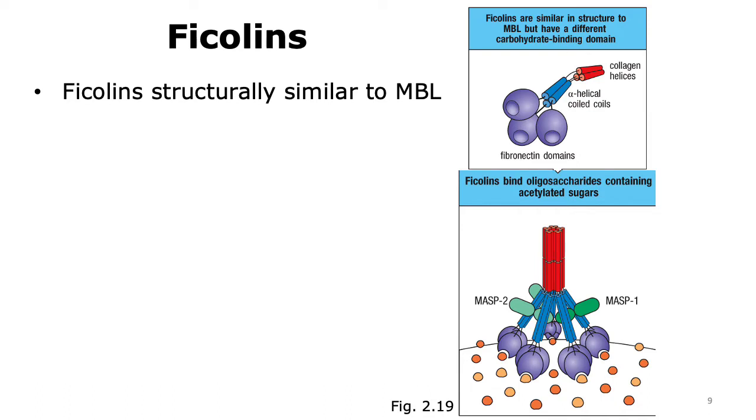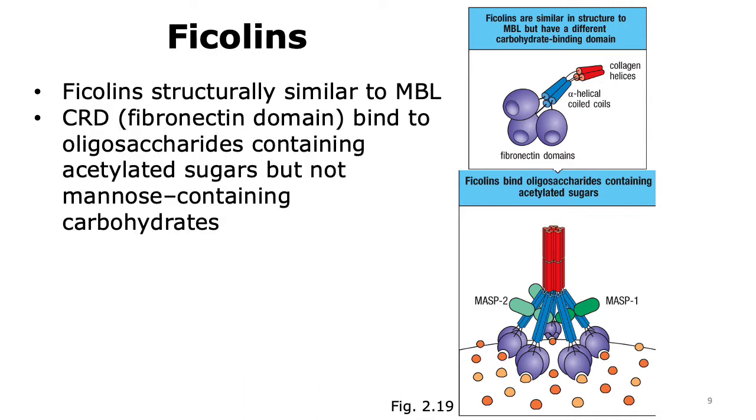Ficolins are proteins that are also able to activate the lectin pathway. When we look at the structure of ficolin, it is very similar to that of the mannose-binding lectin. Now, ficolins have a carbohydrate recognition domain that is able to bind to oligosaccharides that contain acetylated sugars, but not mannose-containing carbohydrates. Examples of organisms that have acetylated sugars as part of their cell surface are bacteria, because if you remember, peptidoglycan is made up of N-acetyl glucosamine and N-acetyl muramic acid, and thus they're acetylated sugars.